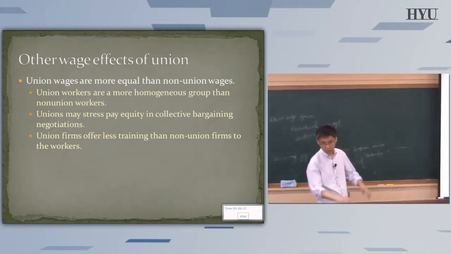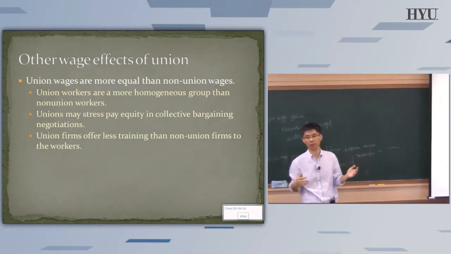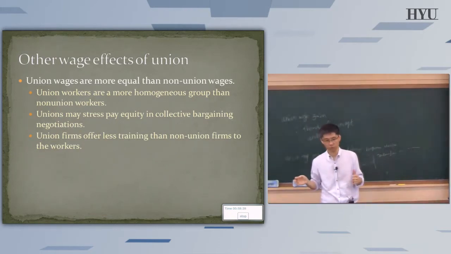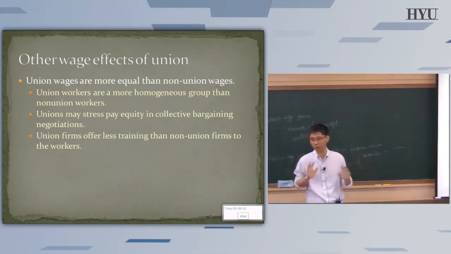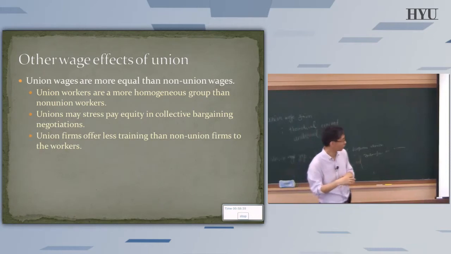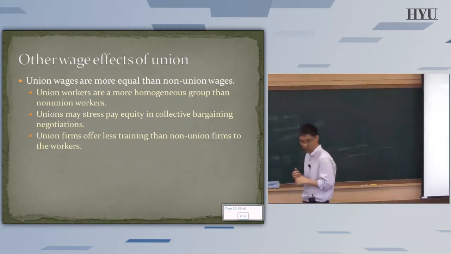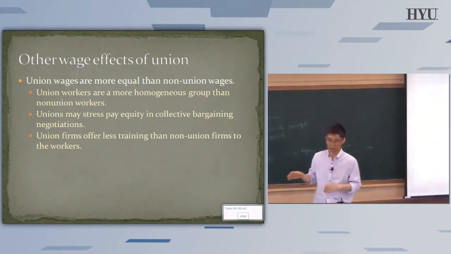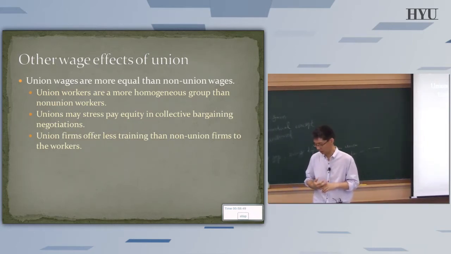As I said, if you look at the whole picture, unions can actually increase wage inequality because there is a difference between union wage and non-union wage. But if you look inside the union firm, the wage distribution is more equal. So in the end, we are not sure whether unions increase or decrease wage inequality. But most facts point in the direction that unions actually decrease wage inequality in the economy.